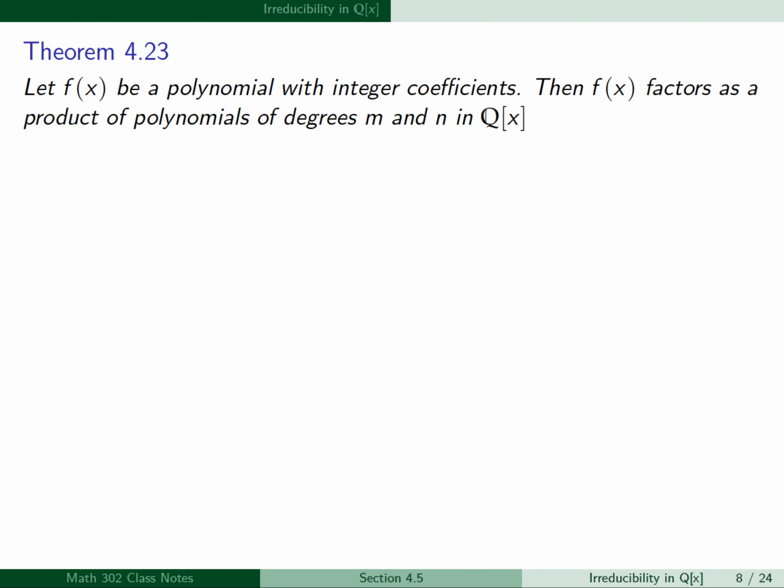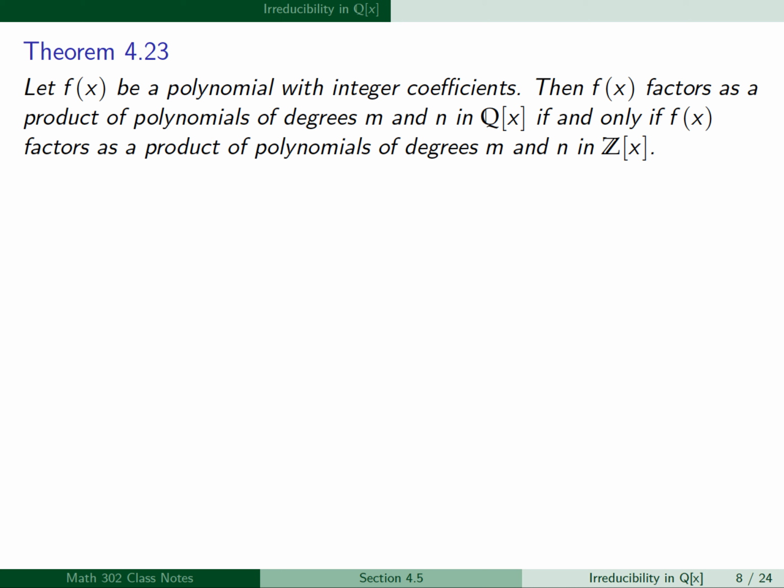And we're going to use the lemma to prove our Theorem 4.23. Let f(x) be a polynomial with integer coefficients. Then f(x) factors as a product of polynomials of degrees m and n in Q[x] if and only if f(x) factors as a product of polynomials of degrees m and n in Z[x].